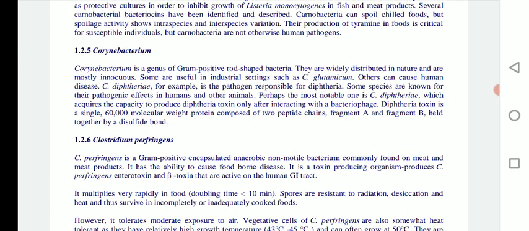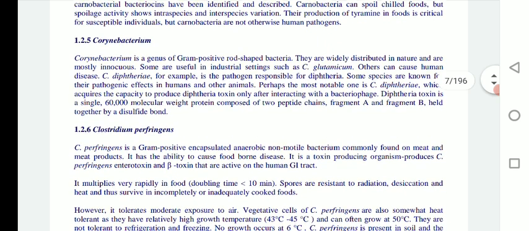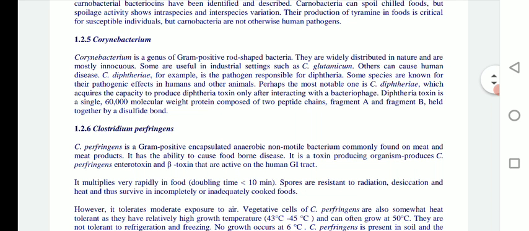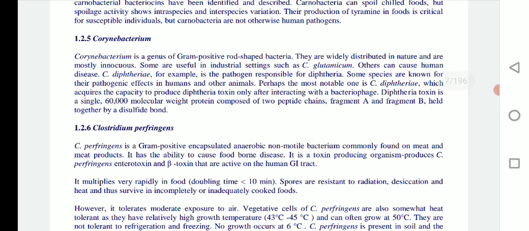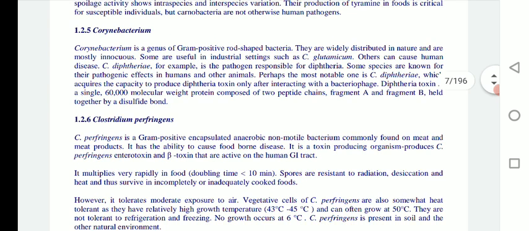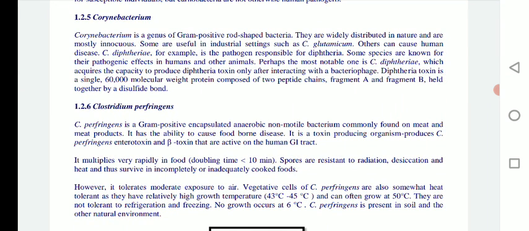So this is the main causative organism that causes diphtheria. For example, in pathogens responsible for diphtheria, some species are known for their pathogenic effects in humans and other animals. Perhaps the most notable one is Corynebacterium diphtheriae, which acquires the capacity to produce diphtheria toxin only after interacting with bacteriophages.